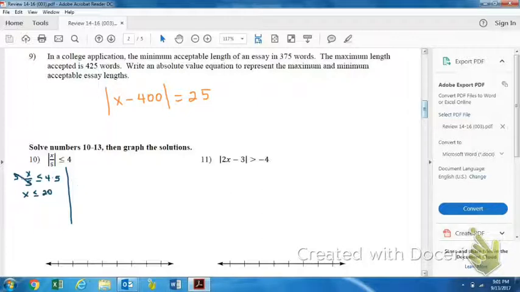We have negative x over 5 is less than or equal to 4. I'm going to multiply both sides by negative 5. Two negatives make a positive, and the 5's cancel, and so we have positive x. But when you multiply or divide by a negative, this sign flips. And that is going to be to negative 20.